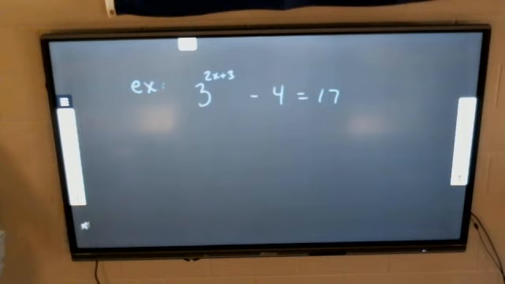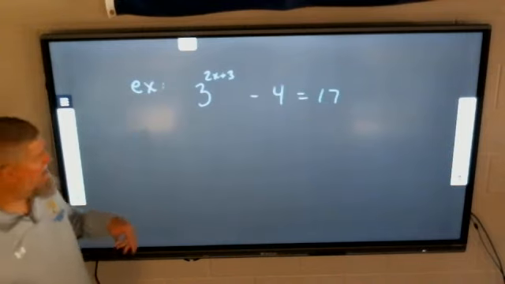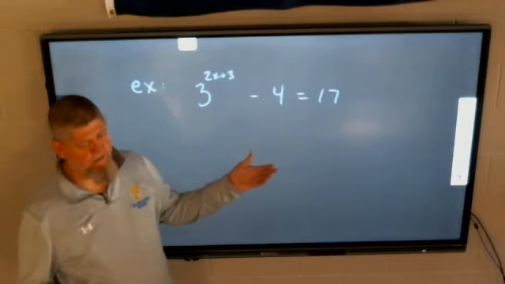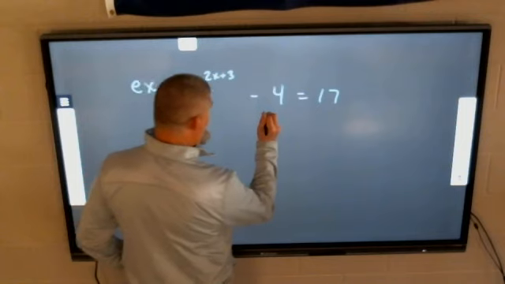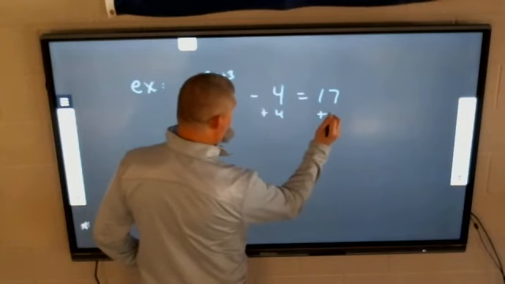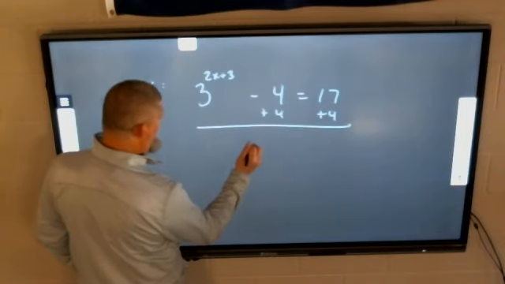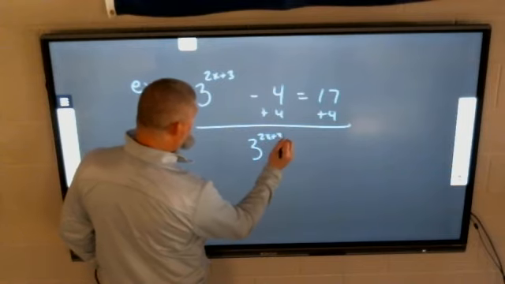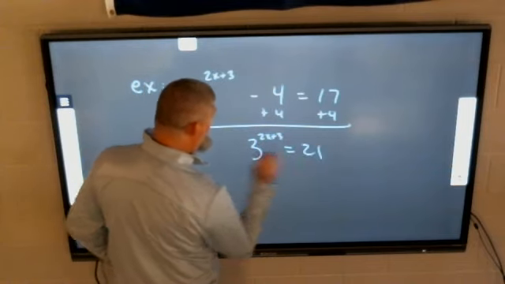Okay, so it wasn't part of the test. What do you suppose we should probably do first before we do the log of both sides? Add something. Yeah, if we can get rid of that 4, that would be awesome. So if I add 4 to both sides, then I have 3 to the 2x plus 3 equals 21.